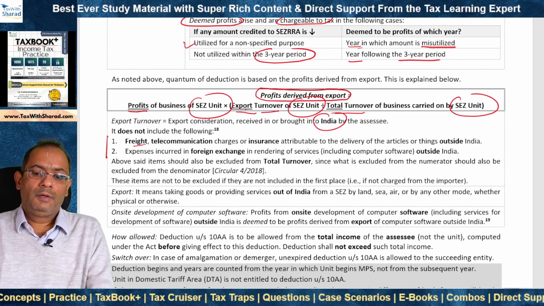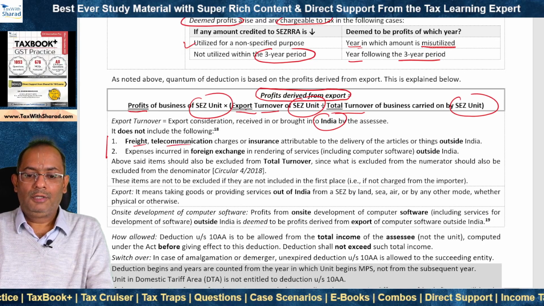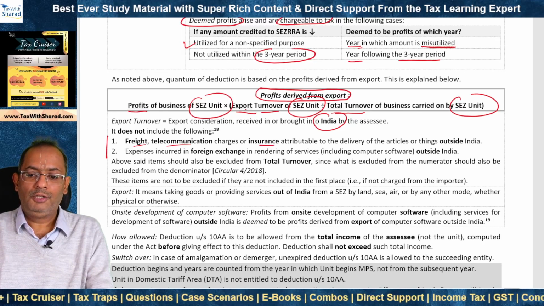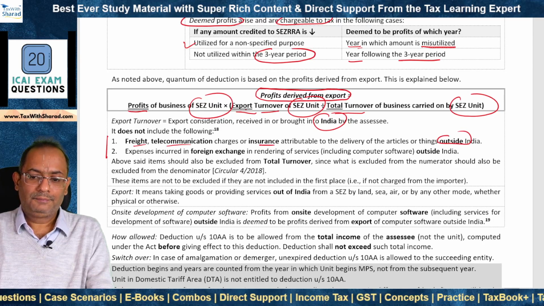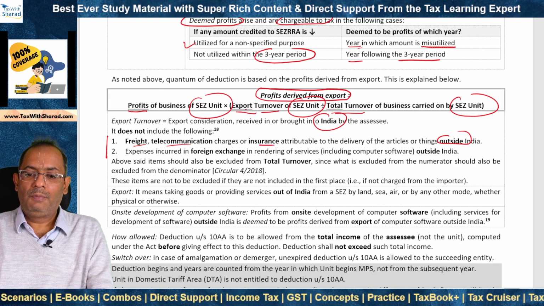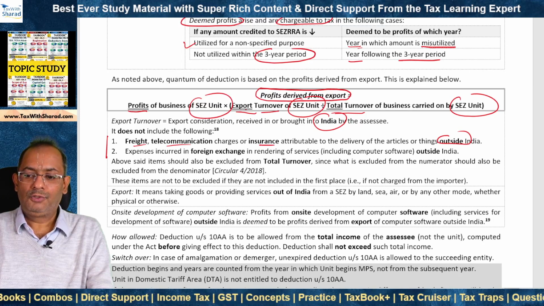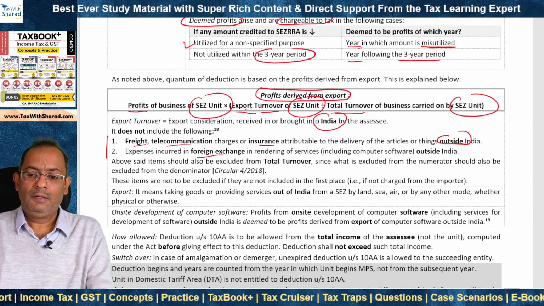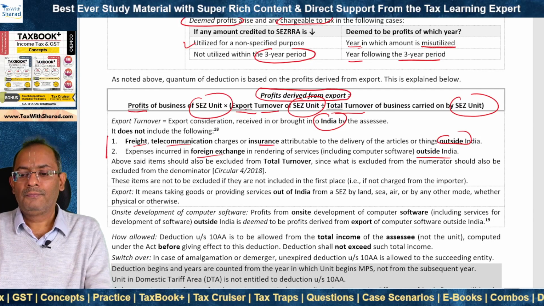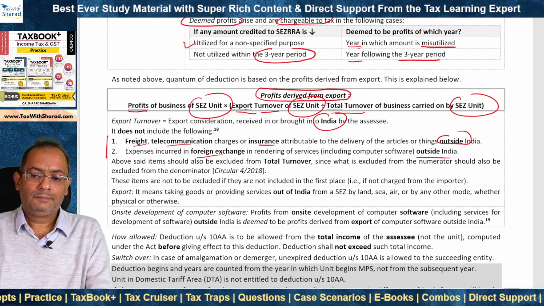One, freight which is charged, telecommunication charges or insurance charges attributable to the delivery outside India. If this forms part, then it needs to be reduced. Secondly, expenses which are incurred in foreign exchange in rendering of services outside India, this also needs to be reduced.